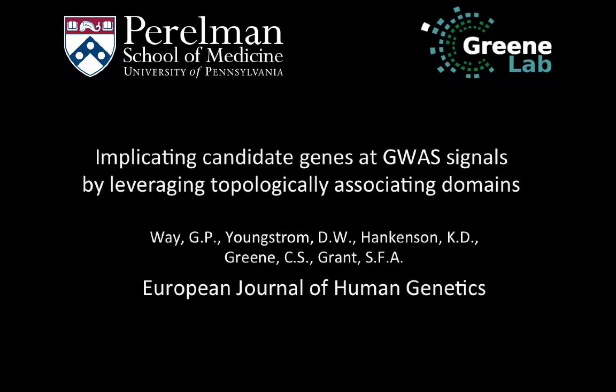In this paper, our group introduces and validates a method that uses topologically associating domains, or TADs, to prioritize candidate genes that result from GWAS signals. We call this method TAD pathways. We demonstrate that our method points to different candidate genes than nearest gene and eQTL approaches. We introduce the method as an additional gene prioritization tool that can identify different low-hanging fruit as compared to other traditional approaches. Before I describe the method and results, I will discuss some key terms and ideas.